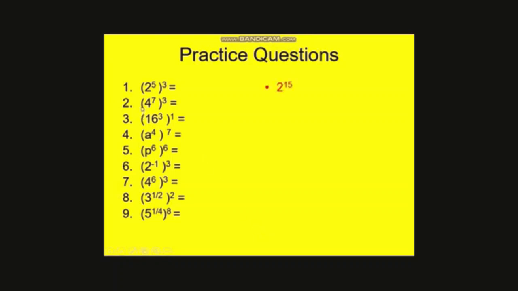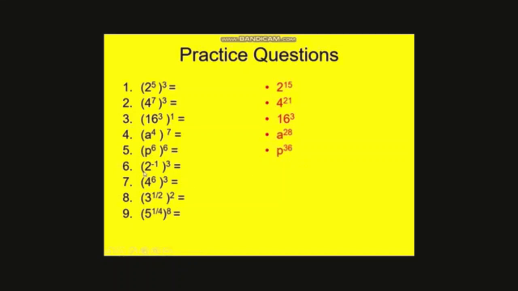So very quickly, base of 2, 5 3s are 15, and then we've got a base of 4 and 7 3s give you 4 to the 21. Base of 16 and 3 times 1 is 3. Base of A and 4 times 7 is 28, so it's A to the 28. Base of P and 6 times 6 is 36, so P to the 36.